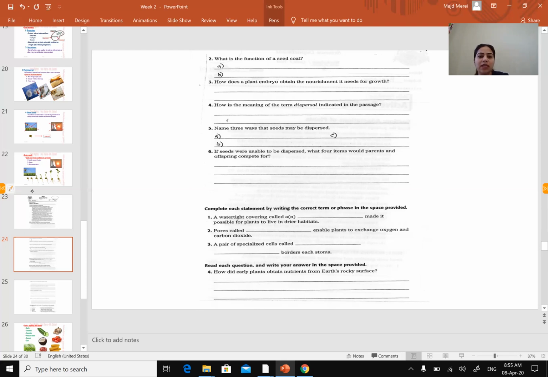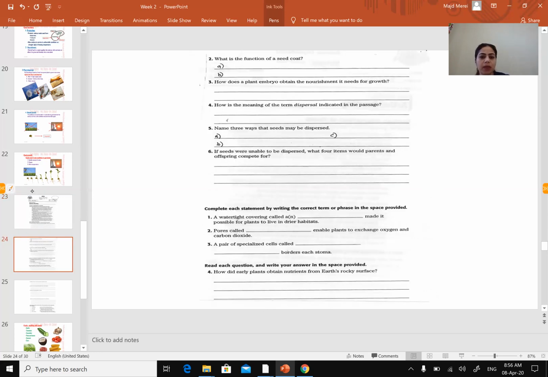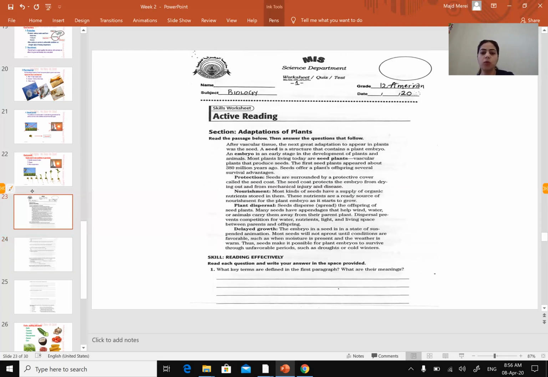Name 3 ways that the seeds may disperse. So the same paragraph. Wind, water, or animals. If seeds were unable to be dispersed, what 4 items would parents and offsprings compete for? They will compete for water, nutrients, light, and living space.